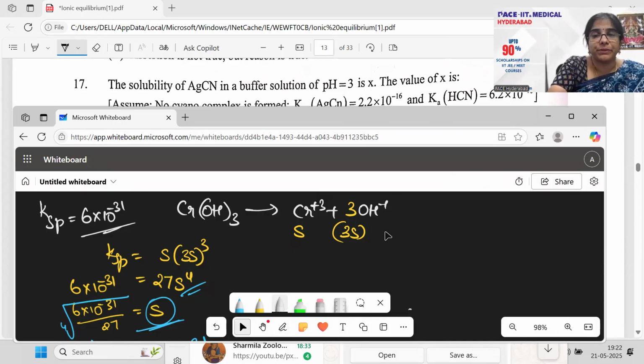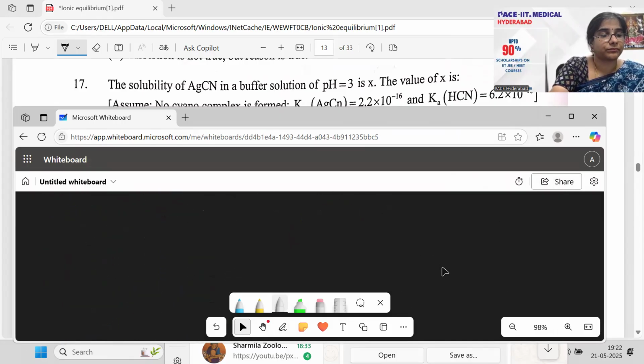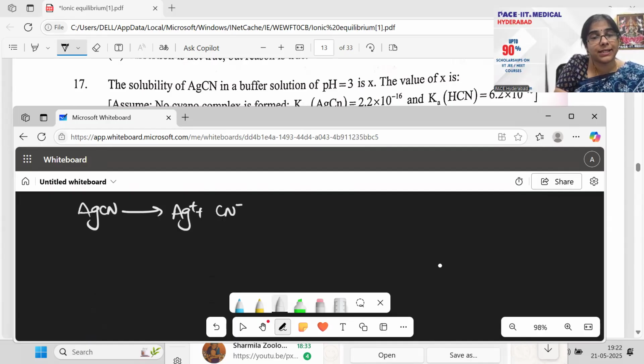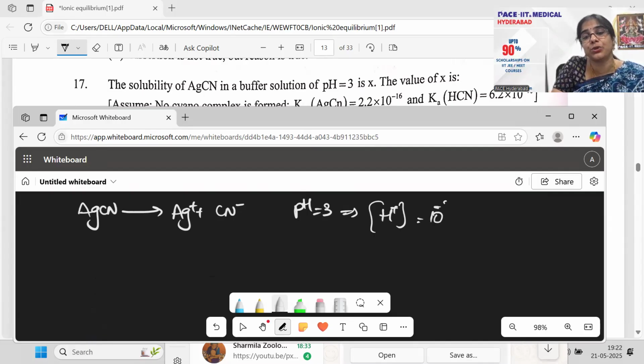And let us write the information first, बच्चे. Now AgCN. AgCN will be dissociating into Ag plus CN minus, and then pH value is given to us as 3, implies H plus concentration क्या है, that is 10 to the power minus 3, because pH is minus log H plus, वहां से आपको H plus का value मिल गया as 10 to the power minus 3. अब क्या हुआ, Ka of HCN is given to us as 6.2 into 10 to the power minus 10.